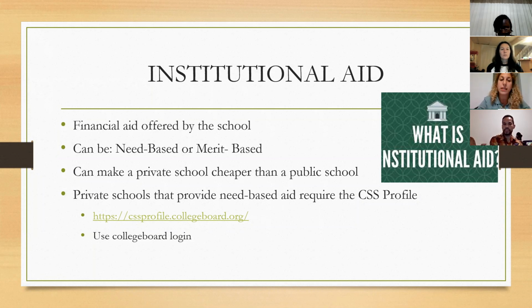Institutional aid can actually make some private schools cheaper than public schools. So everyone should have a mix of public and private schools on their list, because you might actually end up going to a private school for cheaper based on institutional aid.